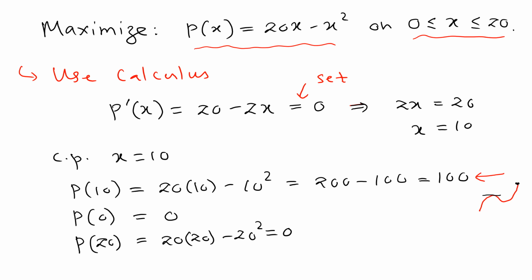So this is how we find the absolute maximum. We find the critical points, evaluate the function at the critical points, and also evaluate at the endpoints, and then pick the largest as the absolute maximum. So from this you can see that the maximum possible product that can be obtained is 100.